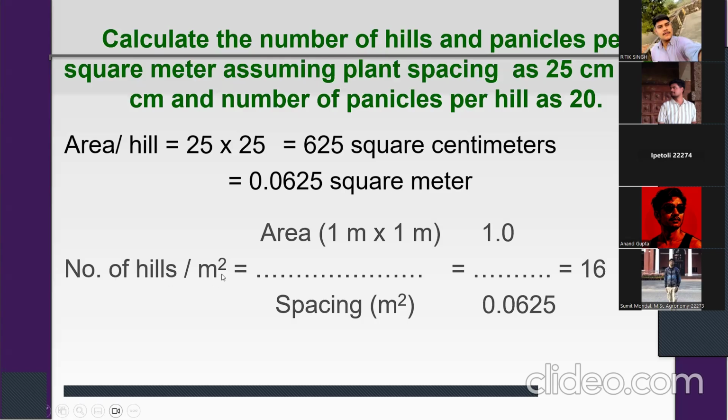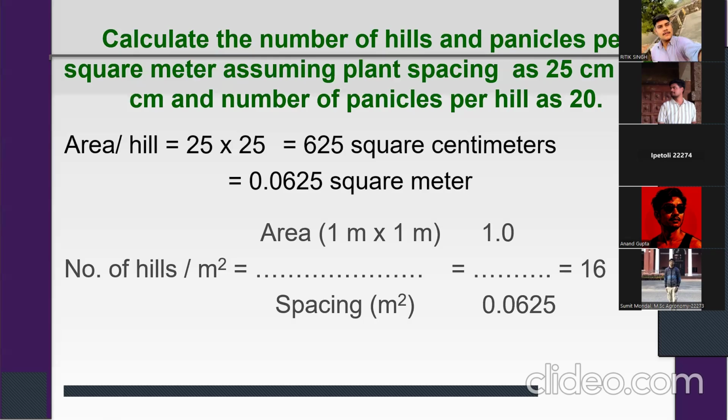The number of hills per meter square, we discussed in the beginning. Area 1 meter square, that is 1 meter into 1 meter, divided by spacing. So spacing, it is in meter square, 0.0625. So 1 divided by 0.0625, you get 16. This meter square can be cut by the spacing square, therefore you get a whole number. That means 1 meter square will have 16 hills. So then you can work out for 1 hectare. How can we work out for 1 hectare?